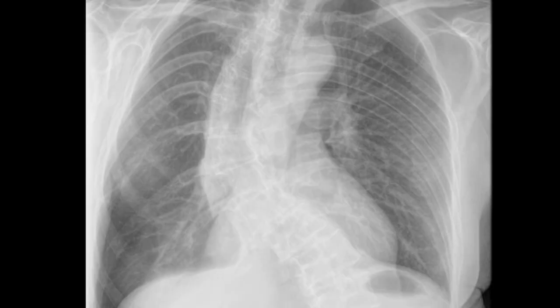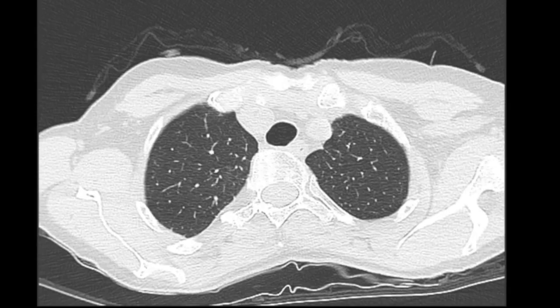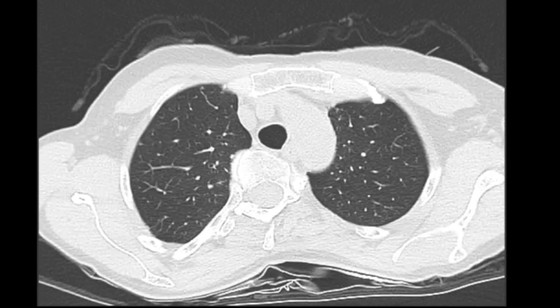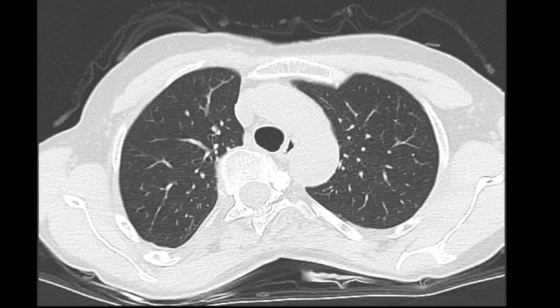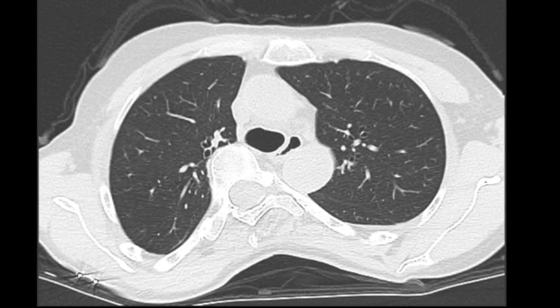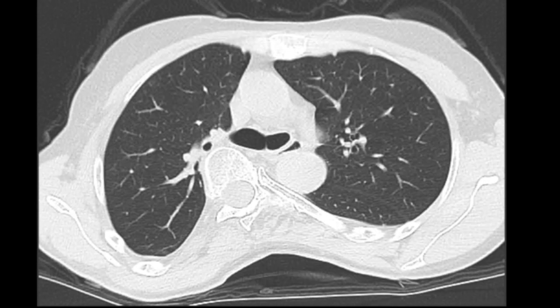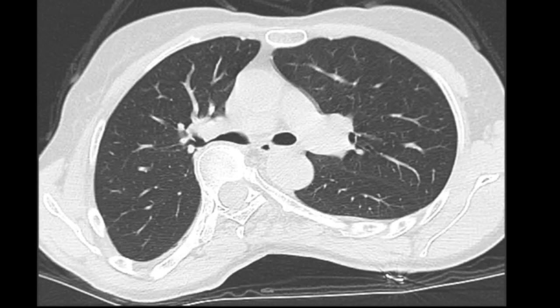This is the chest x-ray just demonstrating that there is a significant scoliosis with enormous curvature of the spine. We'll have a look at the CT now, and as we scroll through the CT, we'll see evidence of the scoliosis where the spine is going right out to the right-hand side, and you can start to see that there's volume loss in the right lung.